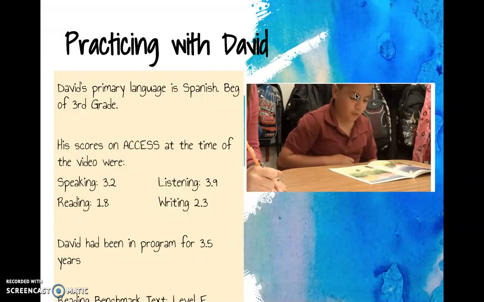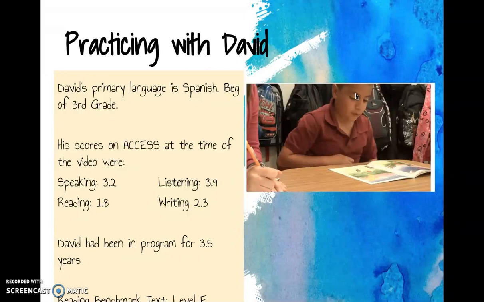Take a look at those. And notice the variation in some of the domains for him. Maybe start to think about what students at these levels can do and what their language sounds like and looks like at these levels. David has been in program for 3.5 years by this point.